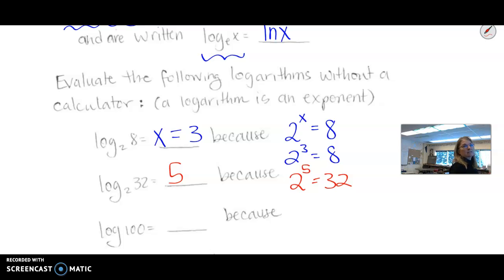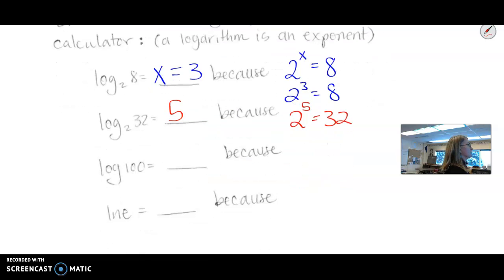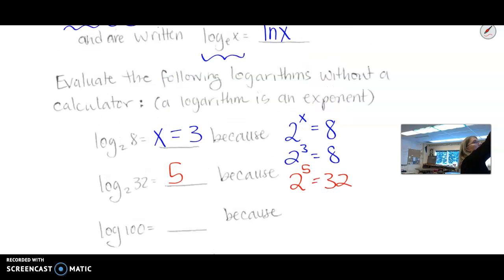So the next one is log of 100, and there's no base written there. So what does that mean? Well, it means that the base is 10. When there's no base, recall that the base is 10. So we're looking for 10 to what power is equal to 100. And so all of these so far can be done without a calculator. That's going to equal 2 because 10 squared is 100.